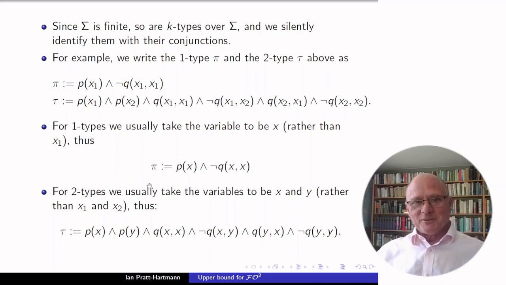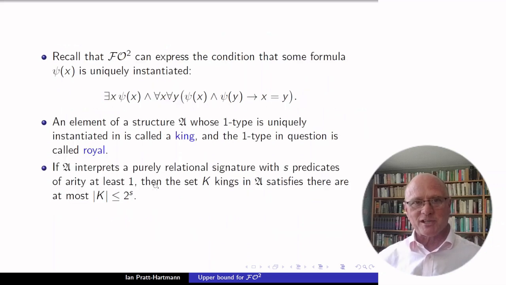When we're dealing with one-types, instead of talking about the variable x1, we'll use x, and when we're talking about two-types, instead of using the variables x1 and x2, we'll talk about x and y. This is just a little bit more user-friendly, of course. It's a purely cosmetic change.